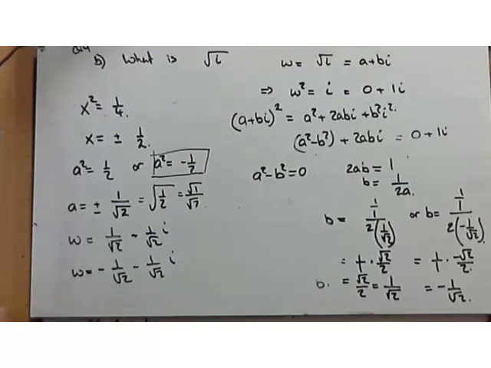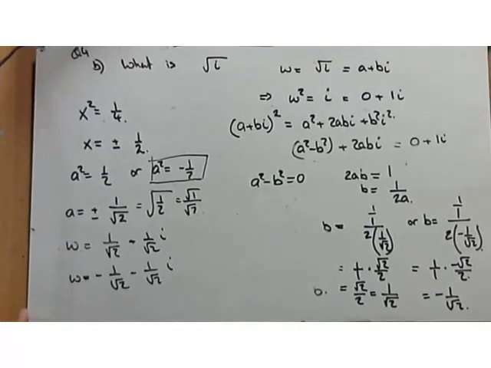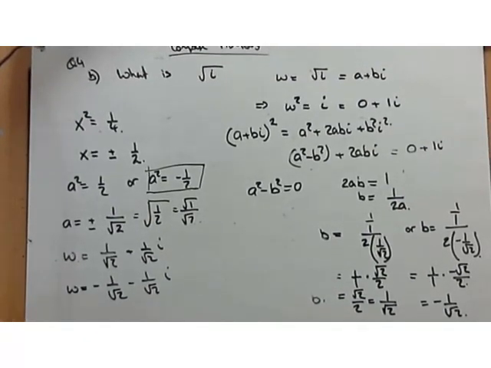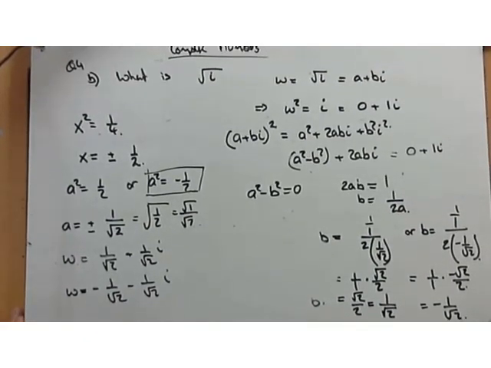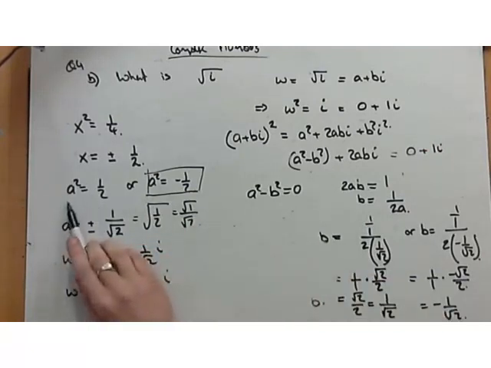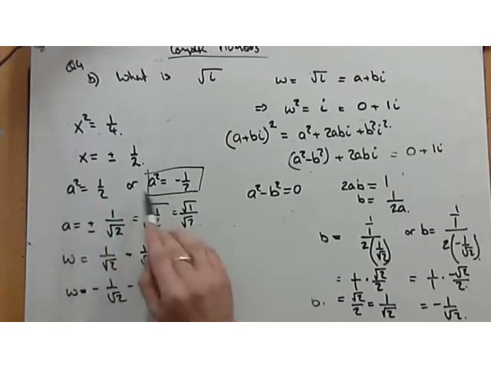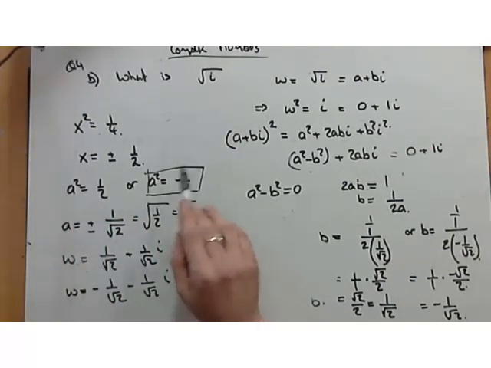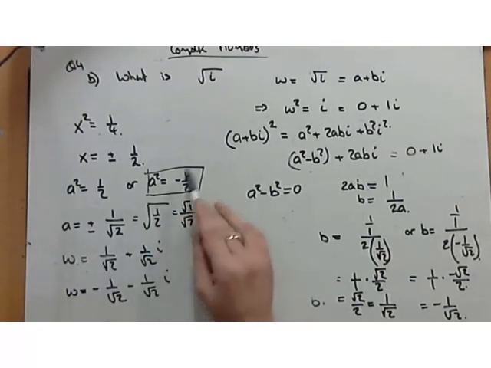And that's how you get the square root of a complex number without using De Moivre's theorem. You solve two nonlinears, but you have to be a bit smart about it. And the very final thing I'm going to say on this question is the following. When we get this situation over here, we got a squared is a half and a squared is minus a half.